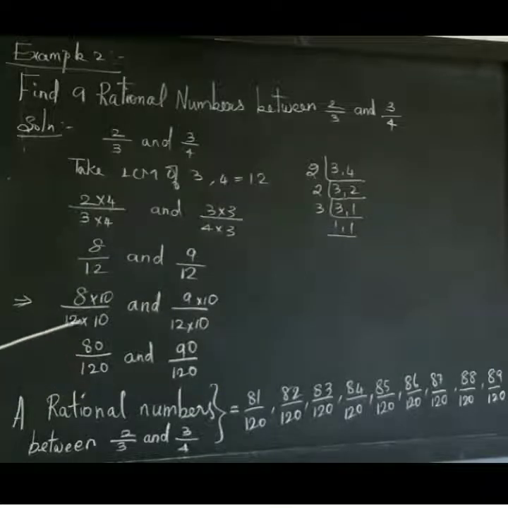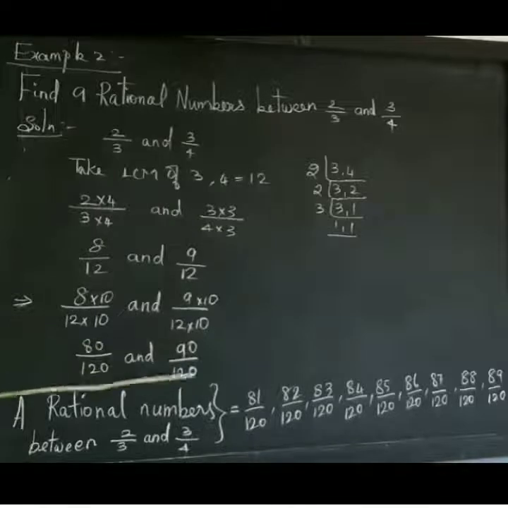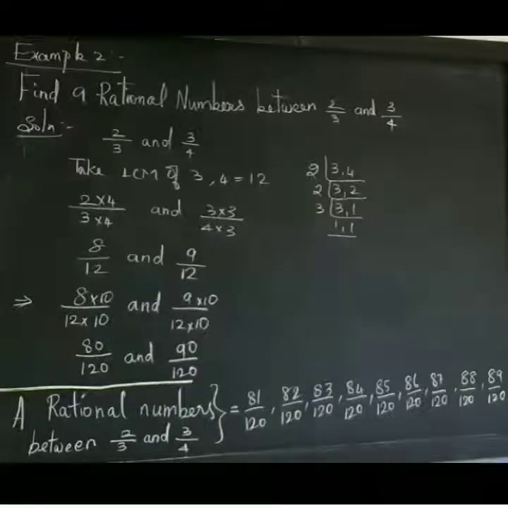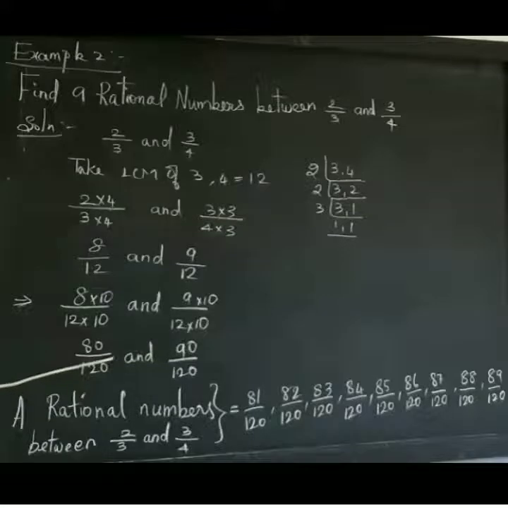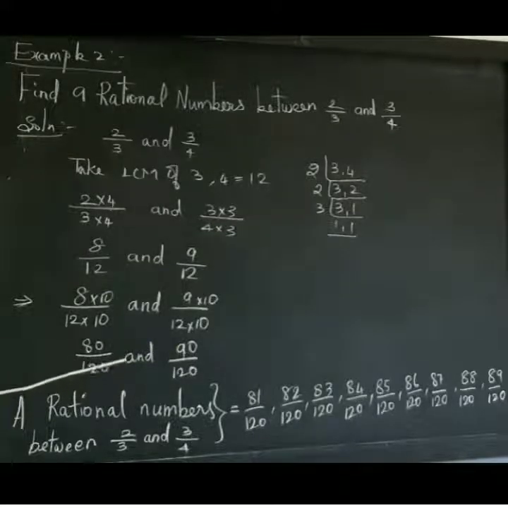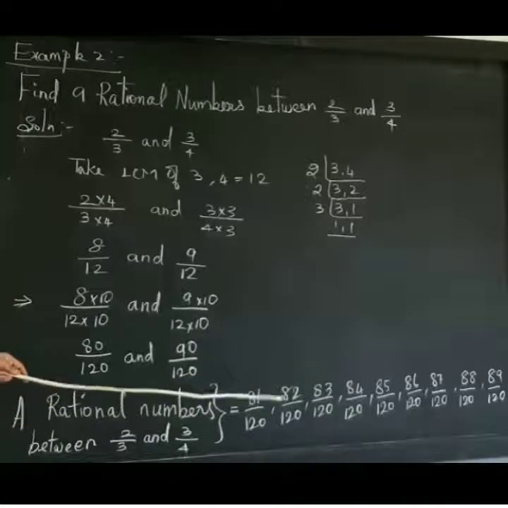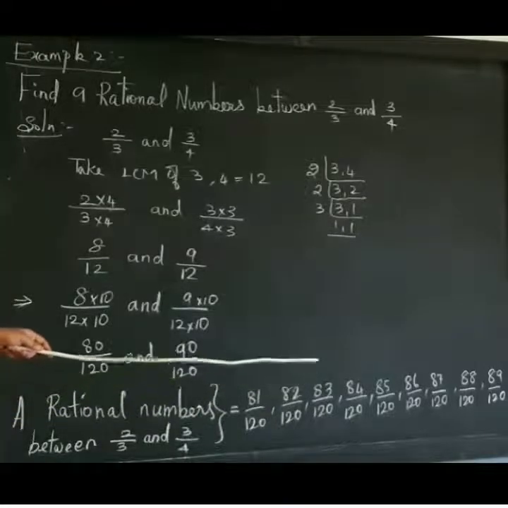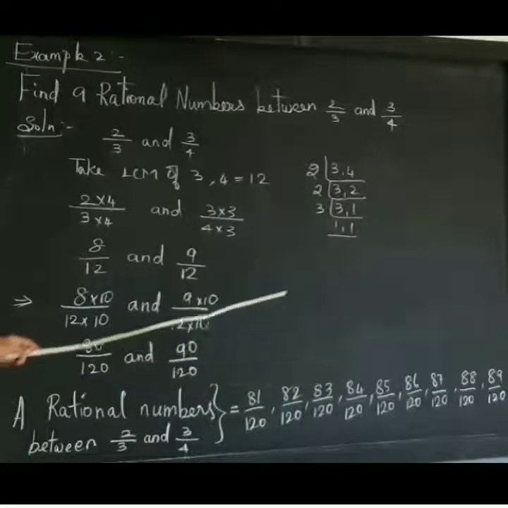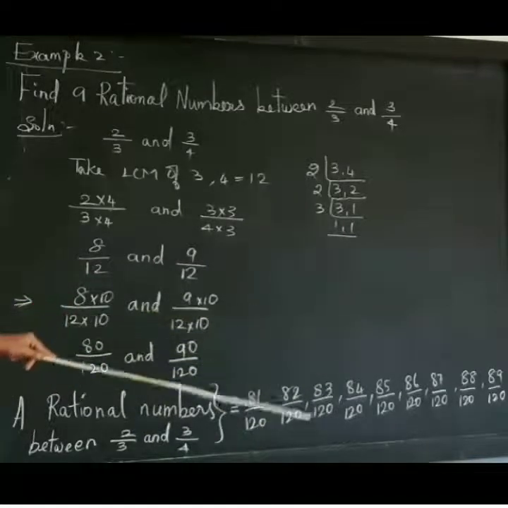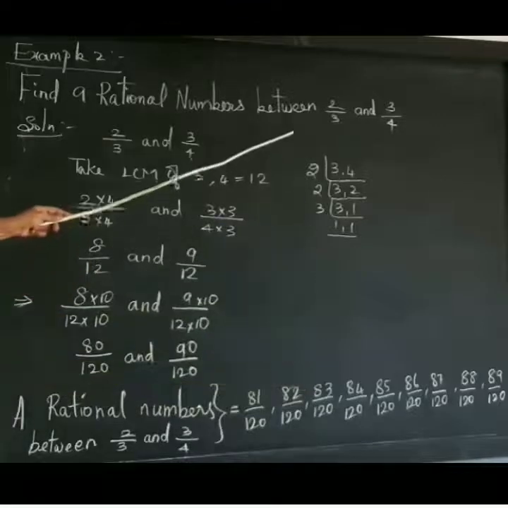8 tens are 80 by 12 tens are 120. 9 tens are 90 by 12 tens are 120. The denominators are the same. See the numerators. What are the in-betweens of 80 and 90? 81 to 89. So, that is your final answer. The rational numbers in between these two are 81 by 120, 82, 83, 84, 85, 86, 87, 88, 89 by 120. These are the 9 rational numbers in between 2 by 3 and 3 by 4.